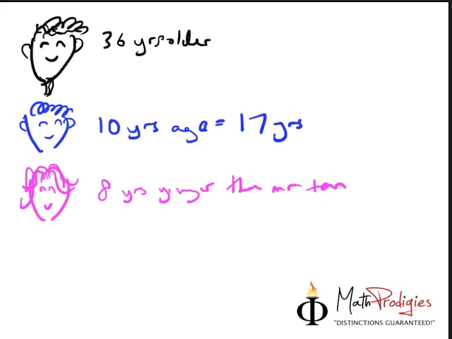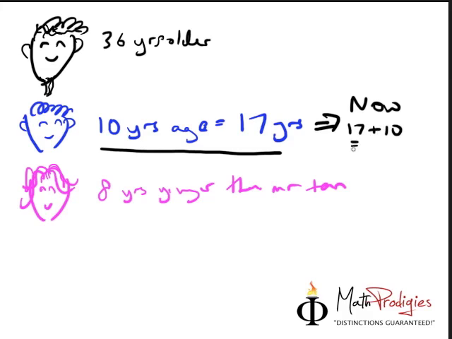First off, we need to find out how old they are now, right? So 10 years ago, he was 17 years old. How old is he now? He is actually now 17 years old plus 10, because 10 years has already passed.